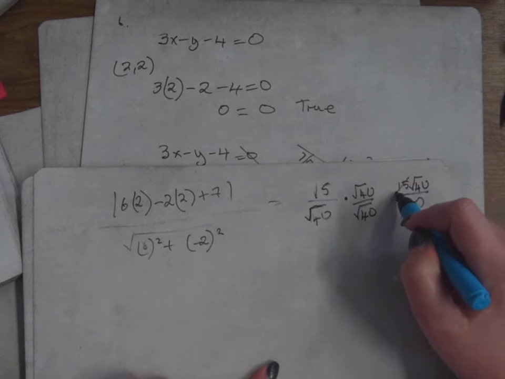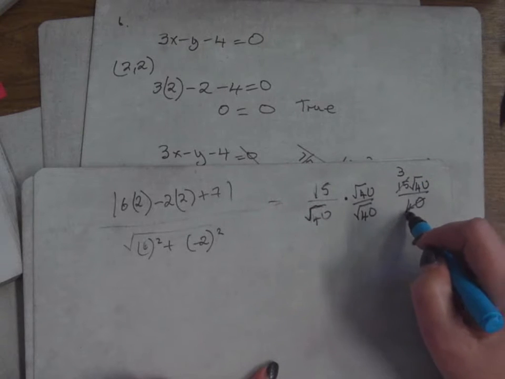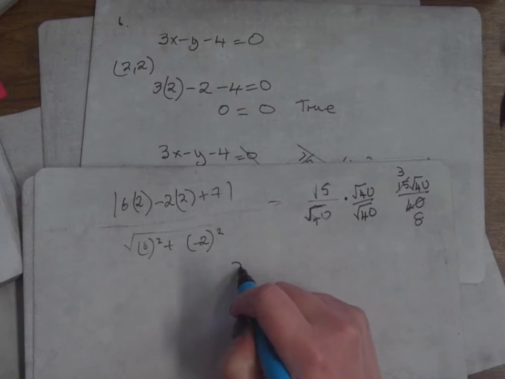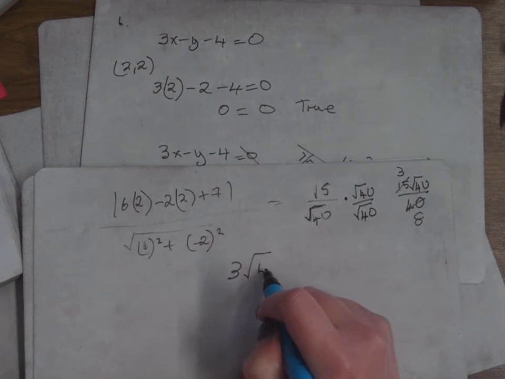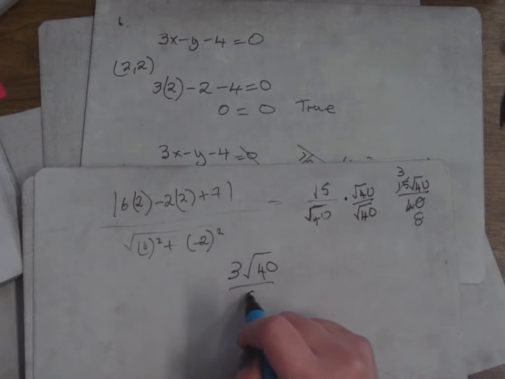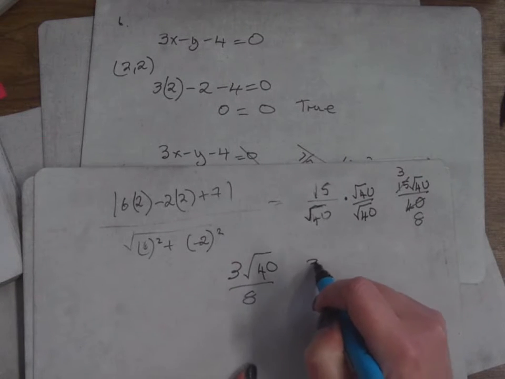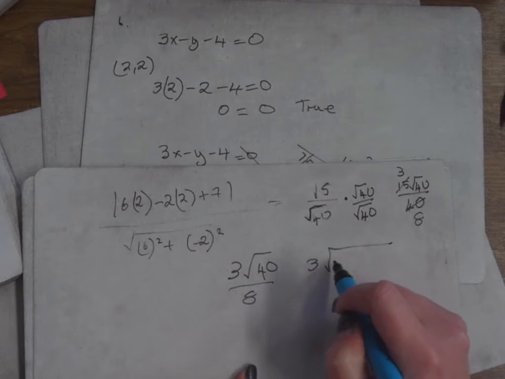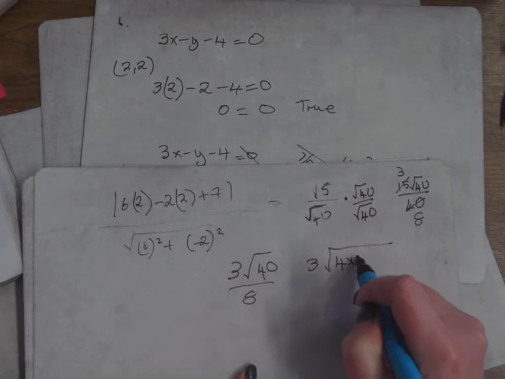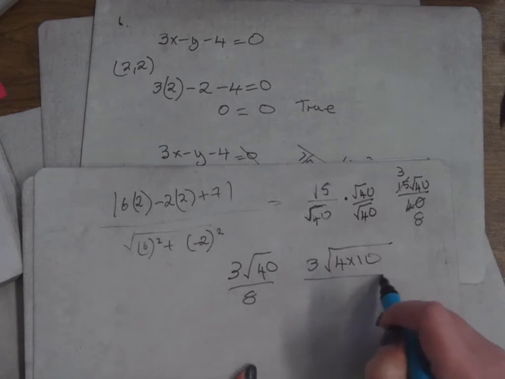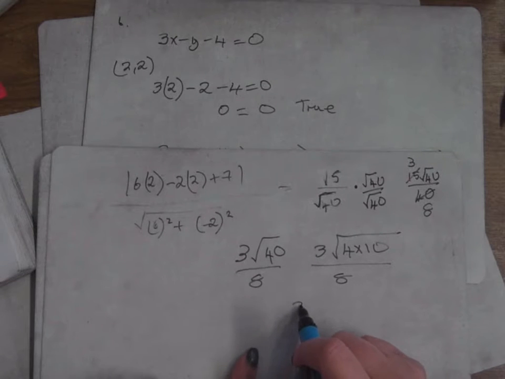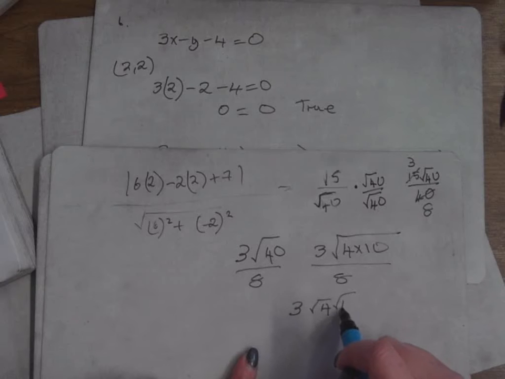Right, okay, so 15 over root 40, is that alright? So I can go 5 into 5 goes 3 times, 5 into 40 goes 8 times. So that's 3 root 40 over 8. There's even more simplification you can do. You can write root 40 as root 4 times root 10, all over 8. So that's 3 times root 4 times root 10 all over 8.